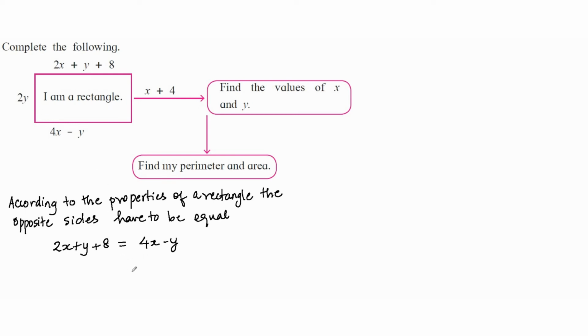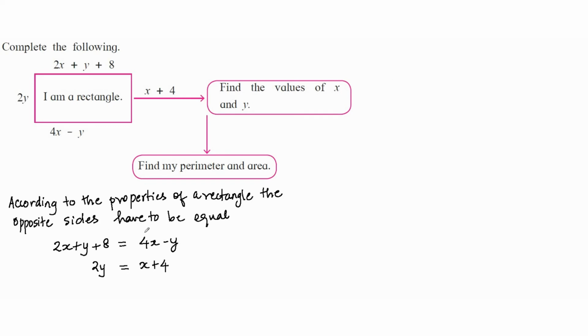And the breadth is 2y. So 2y should be equal to x plus 4, right? That is the breadth given on the other side. So these are my two equations. Now they are asking me to find the values of x and y. Also find the perimeter and area. So let us solve these two equations for x and y.